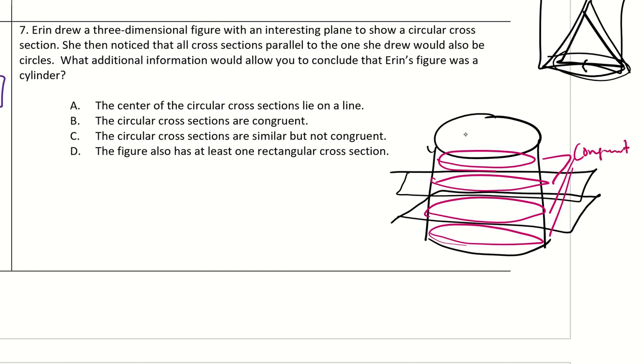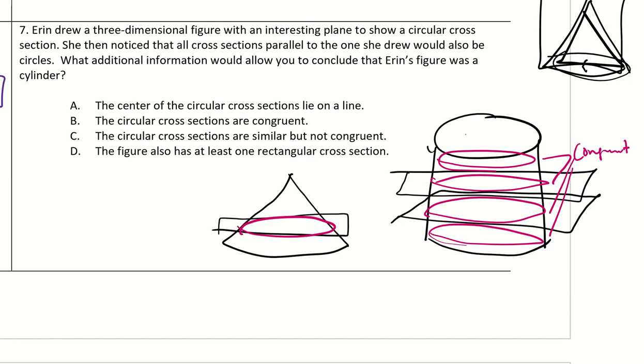Now, if I do that with a cone, they're not going to be, right? Because if I slice it this way, I get a big circle. If I slice it this way, I get the same shape, but a smaller circle. So the circles are not congruent here. So in order to conclude that it's a cylinder, we need to know that the circular cross sections, no, not similar. So in a cone, the circles are similar. In a cylinder, the circles are congruent. So the answer is B.